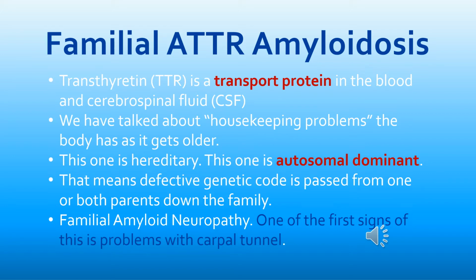Now, there are two problems that are associated with this. One of them is familial amyloid neuropathy, and a sign of that is usually carpal tunnel early in life. When people start having carpal tunnel early in life, and it's not from repetitive motion from working in a manufacturing type job or something in which they have repetitive use of their wrists all the time that would be causing the problem, then this is a concern.